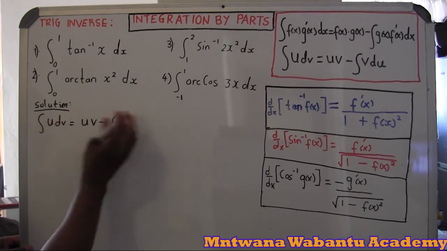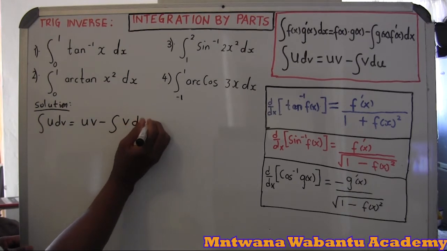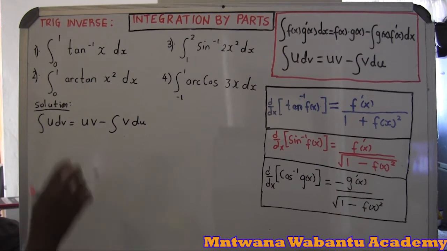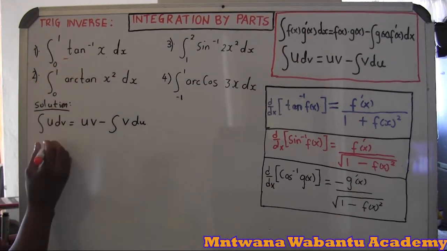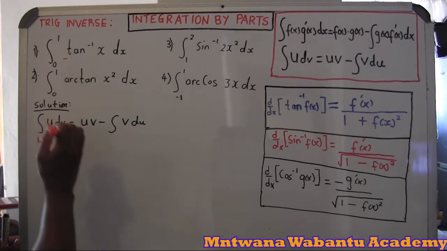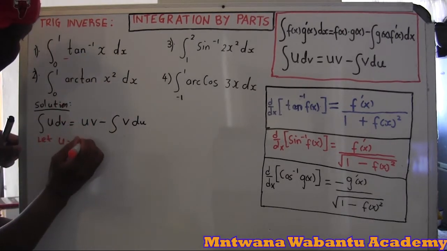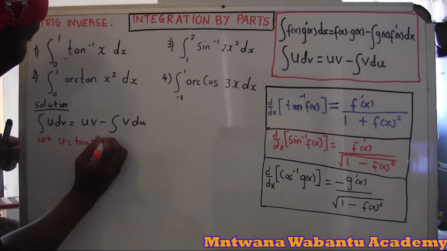Now you switch. This is u dv. Now you say v du. Okay, you know what I'm saying? So if it's trigonometric by parts, let u equal to this term. So let u equal to tan inverse of x for this case.